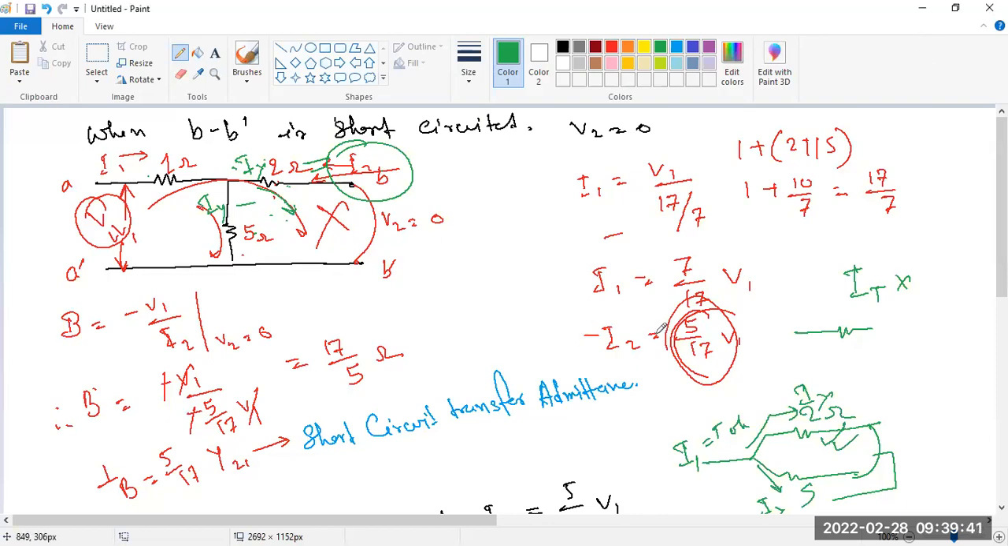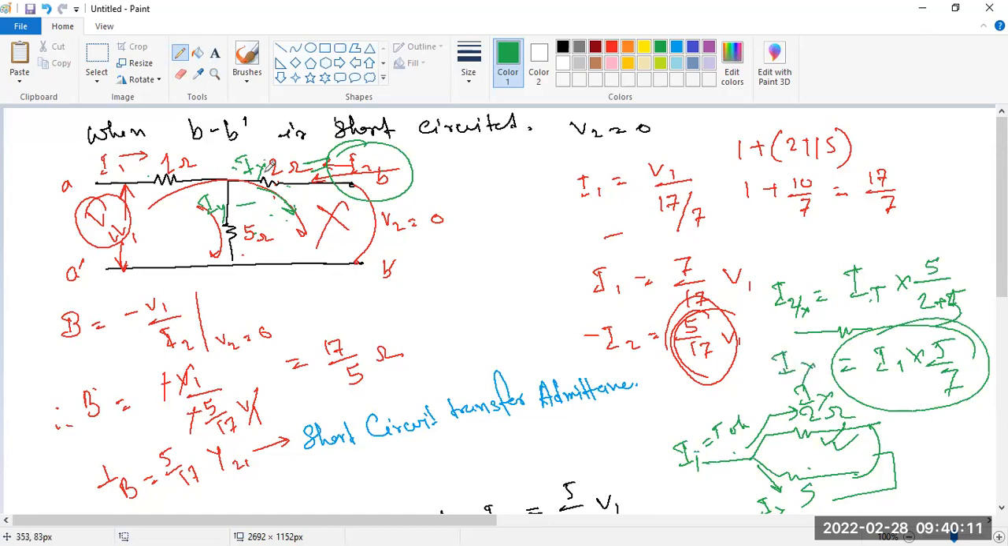As per this current division rule, I2, or you can say Ix, equal to the total current into opposite resistance. So opposite resistance, that is 5, by the total resistance, 2 plus 5. So I total is here, that is I1, and 5 by 7. So this is my current as per current division rule, that is Ix. Ix means actually the opposite direction of I2. So we are giving I2. Is that clear?